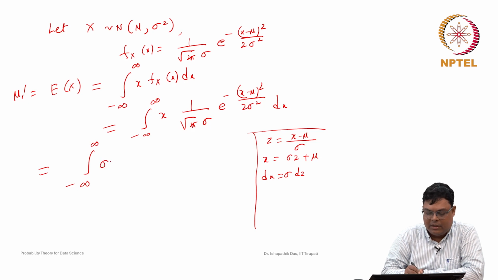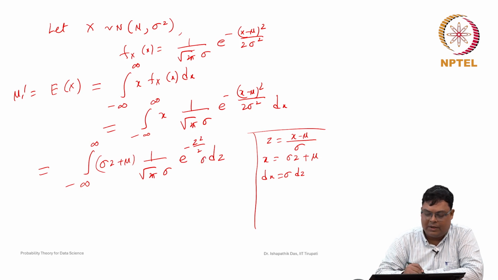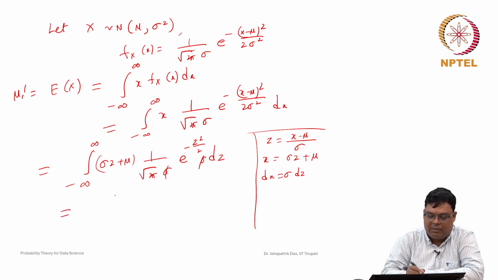Then x is nothing but sigma z plus mu, and 1 by root 2 pi sigma is a constant, and e to the power of minus (x minus mu) by sigma is z, so (x minus mu) whole square by sigma square is z square, giving minus z square by 2, then dz. So, this is sigma dz, and this sigma cancels here. Now, what we found, we have to find these things.